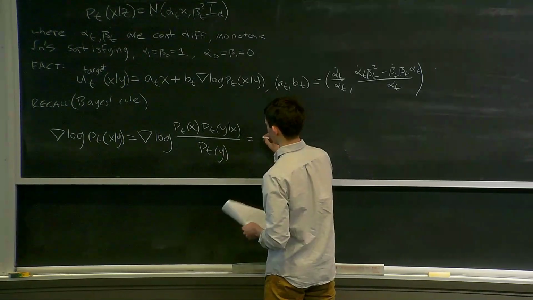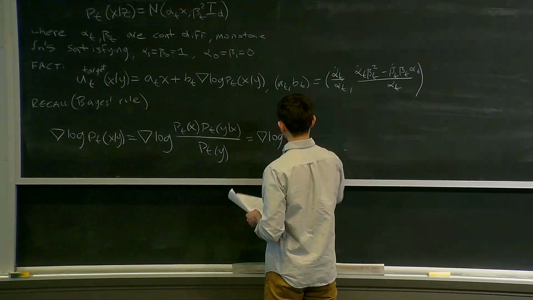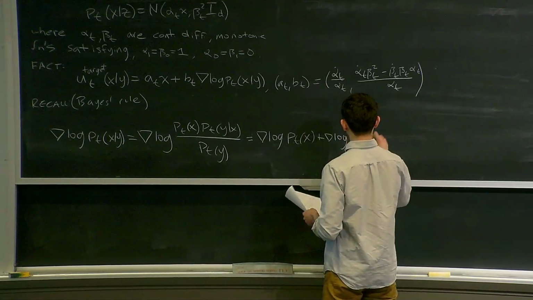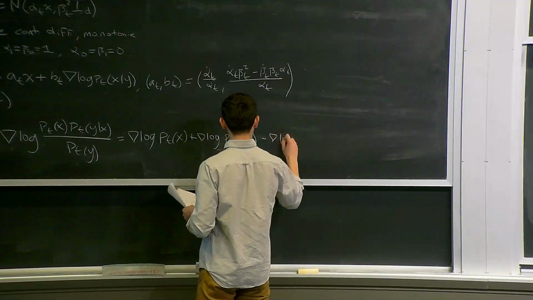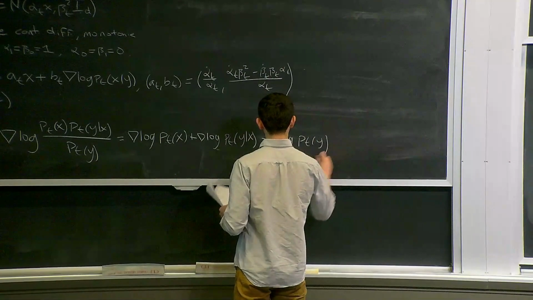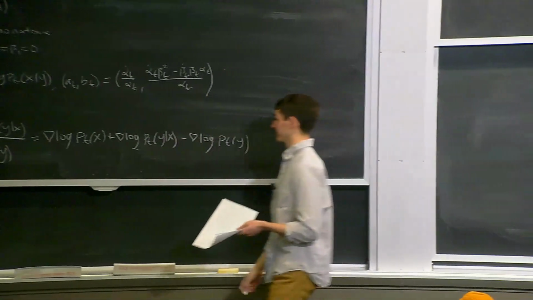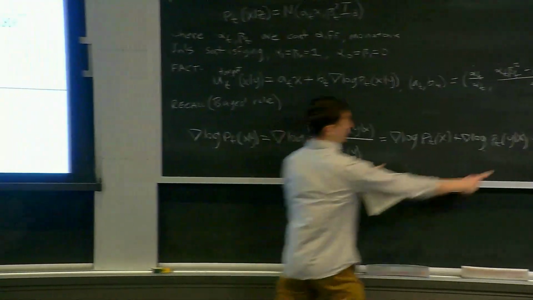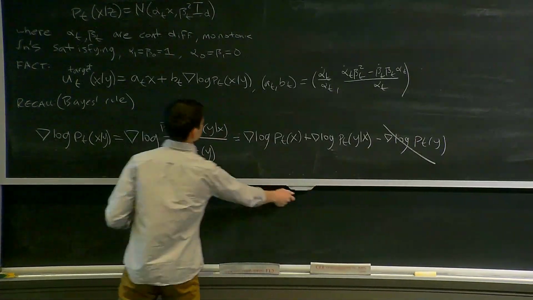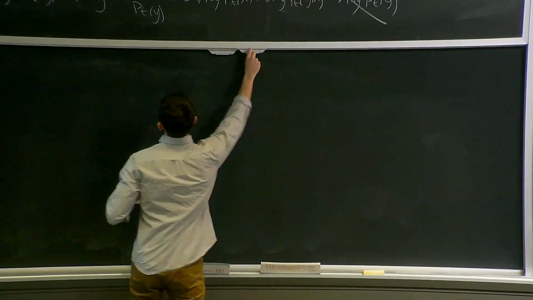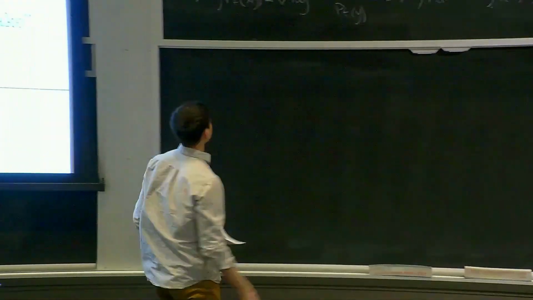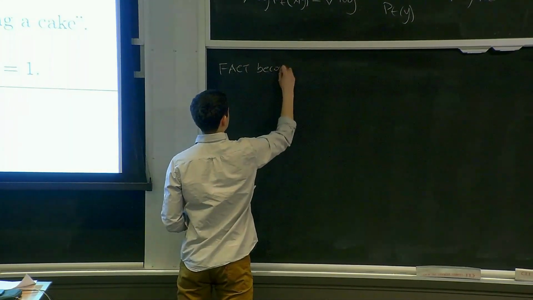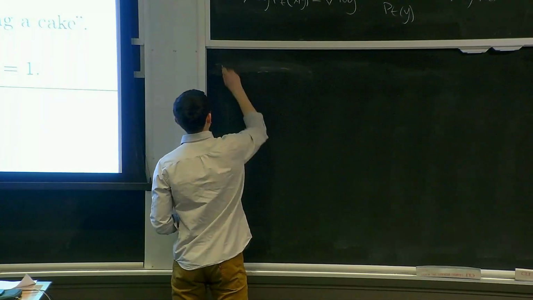Let me just write out that intermediate step. So this is log p_t of x plus log p_t of y given x minus log p_t of y. And again, this last term disappears because there's no x, and we're taking a gradient with respect to x. Goodbye. OK, so this marginal score decomposes into these two terms right here. So what does that give us? Well, slide the board up. I'm going to use that to rearrange our fact by plugging in Bayes' rule again.